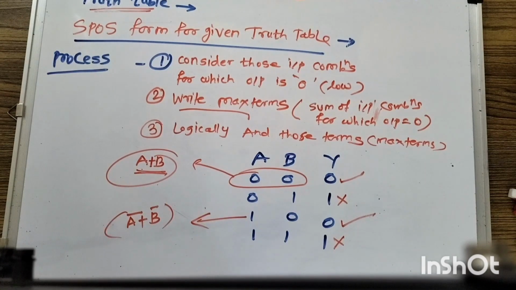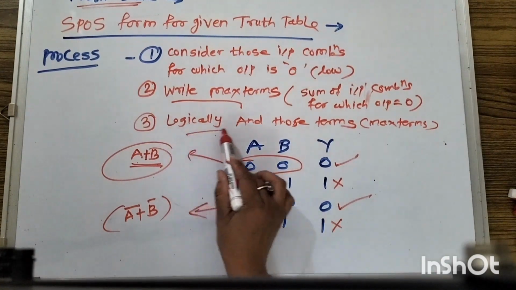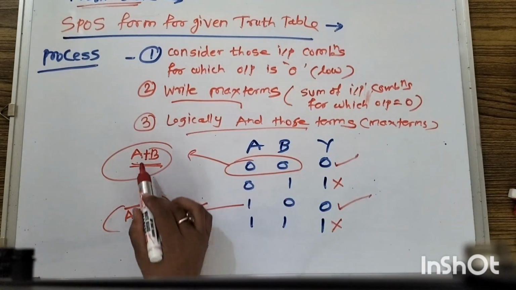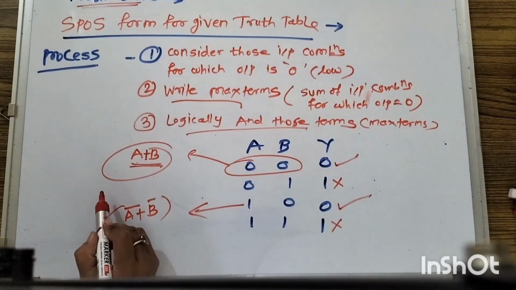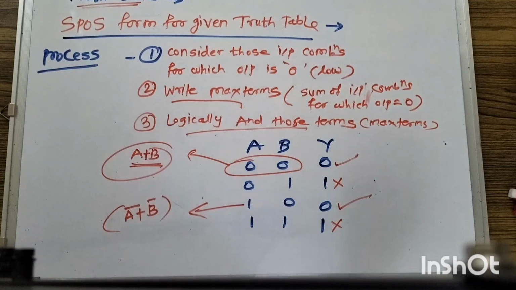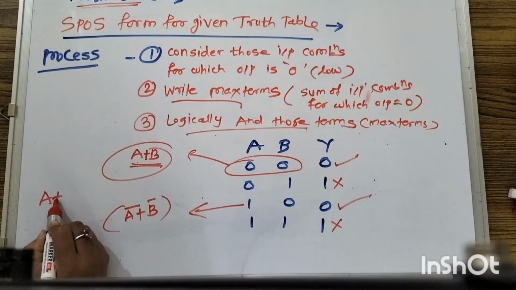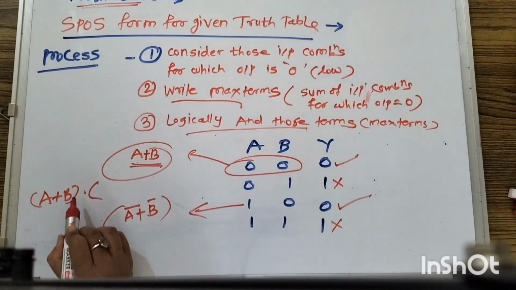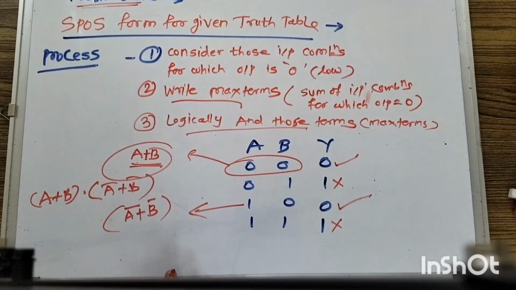So like that. And the third step, what is the third step? Third step means logically AND those terms. So these are the terms, correct? These are the terms. So just logically AND those terms, which means we have to multiply these two terms. So we can multiply like this: A plus B, logically AND, A bar plus B bar. So this is our third step. I hope you understood the process.